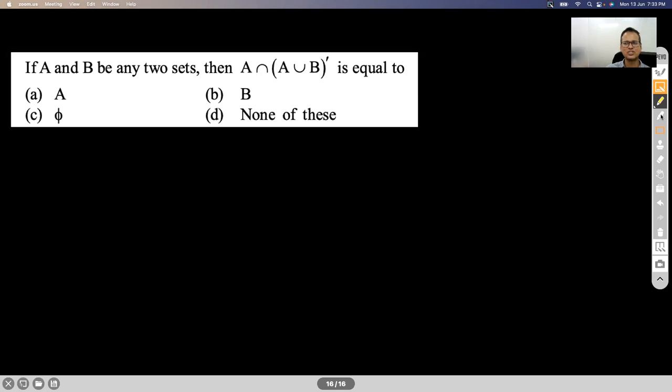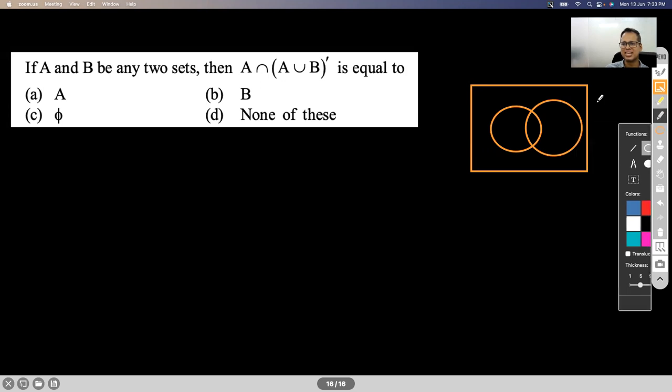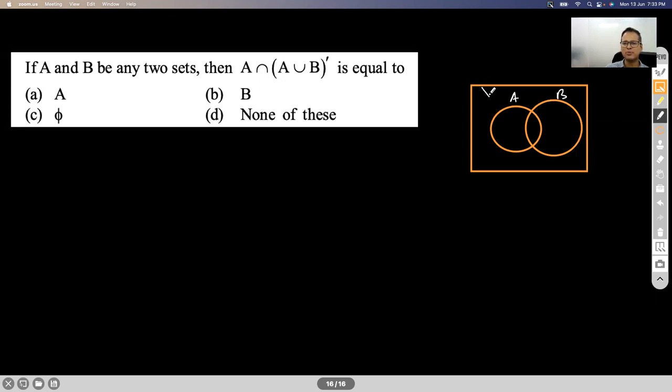Okay, great. It's a super easy question. It should not deserve more than 10 seconds. A union B complement, right? Roughly speaking, it's everything which is beyond A and B. So let's say this is your A and B; A union B complement will be everything outside this, correct? I didn't realize that was a complement, the apostrophe. Now, what is the intersection of A with something outside A? Nothing. There's no intersection. So clearly option number C is right.